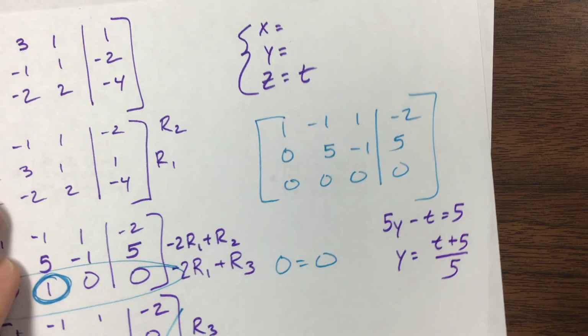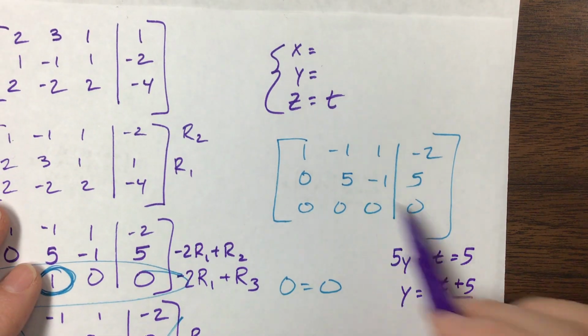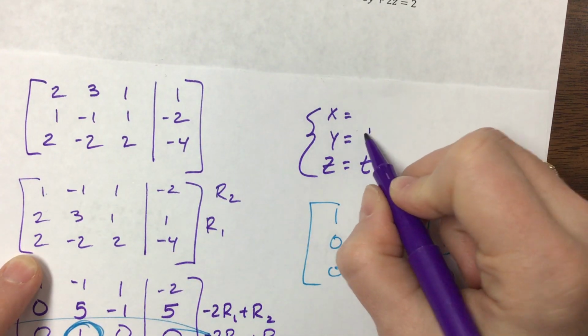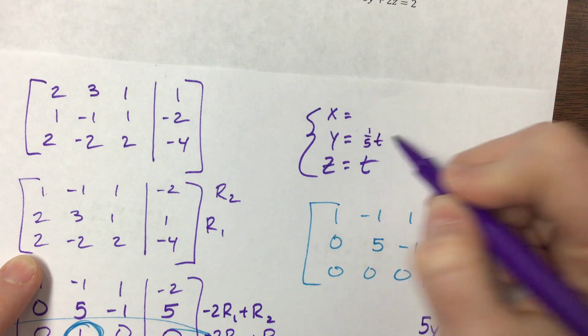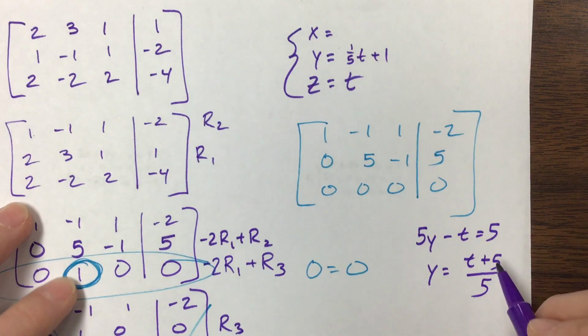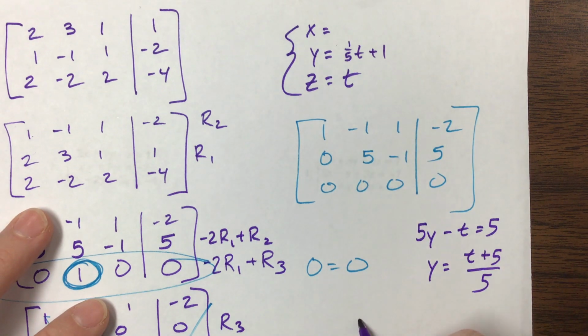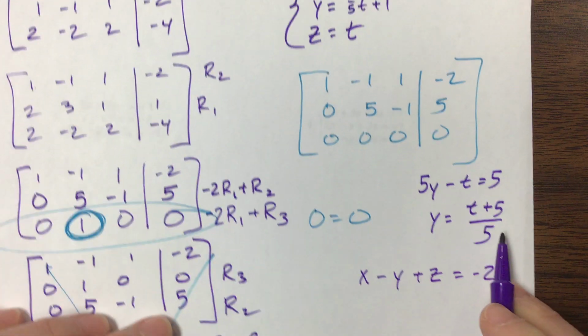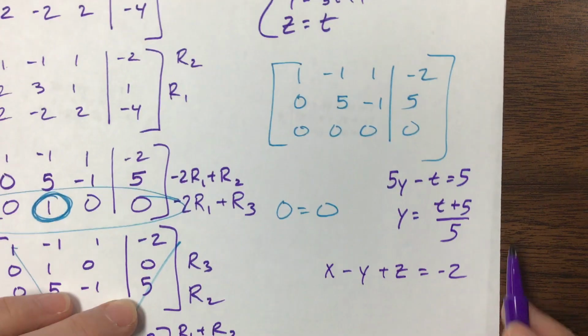Do we agree? Am I doing that correctly? 5y minus t equals 5, so I can add t and then divide by 5. So it's 1/5 t plus 1, or you could write it this way. It doesn't really matter. Okay, and so now the next thing, I have that x minus y plus z equals -2. Let's use, I don't know, that's going to be a little more annoying.